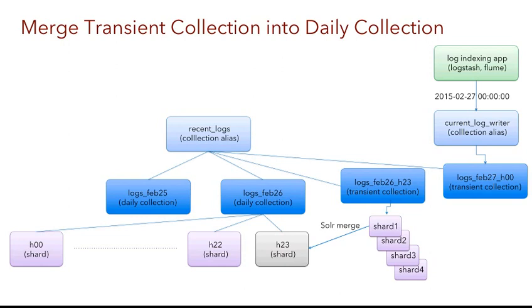Okay, so now let's turn our attention to the old transient collection, H23. So what do we have to do there? We have to get the data that's in that collection migrated over to the actual logs 26, hour 23 shard, okay? Because we don't want to keep this transient collection around. Again, maybe it has 40 shards, and there's really no reason, since we're not going to be updating into that collection anymore.